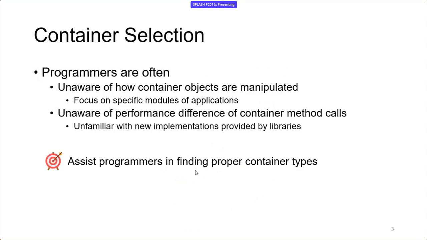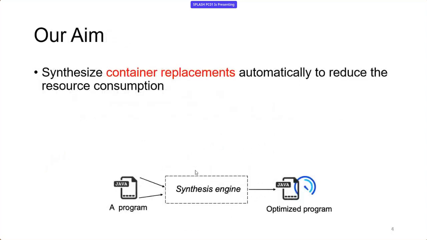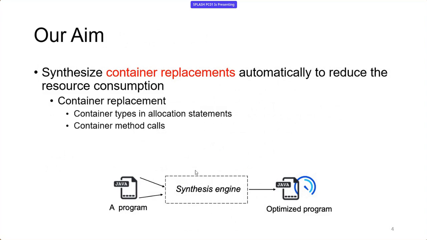So it is very crucial to find a way to assist them in finding proper container types. In this paper, our aim is to automatically synthesize such container replacement for a given program so that the new program will consume fewer resources than the original one. Typically, container replacement means that we need to find the container type for each container allocation statement, and also find the proper method for each container method call.